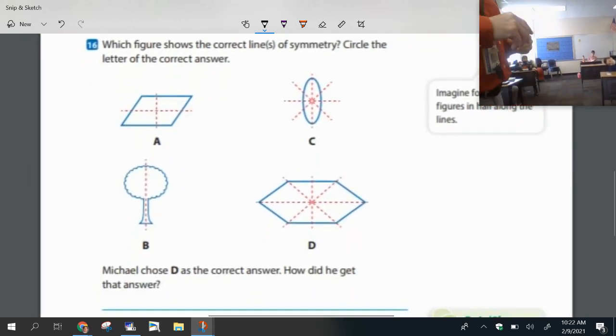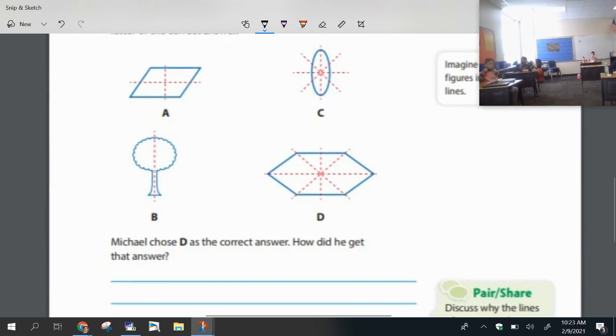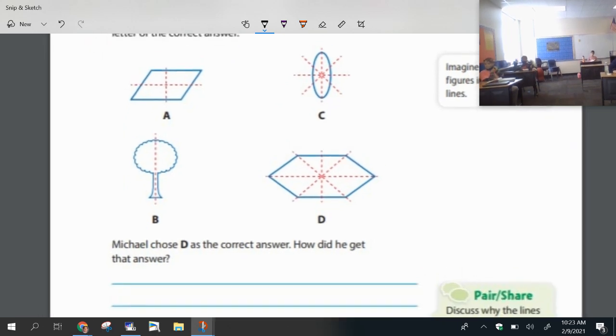Let's take a look at number 16. Which figure shows the correct line of symmetry? And then answer whether or not Michael is correct, or how he got that answer, I should say. Circle the one that is correct. Then explain why Michael, or how he got his answer.